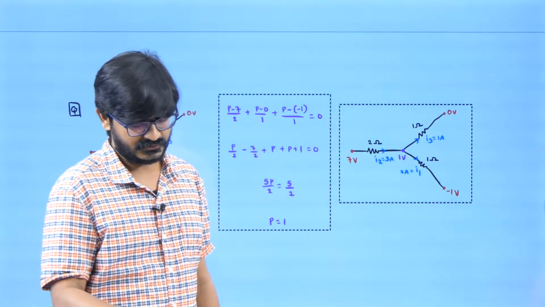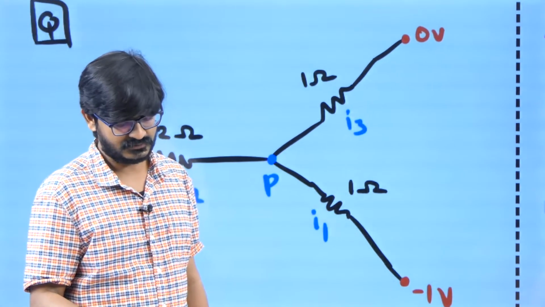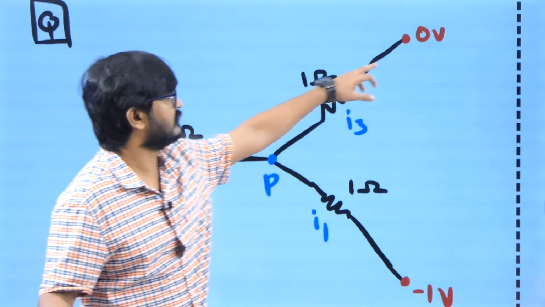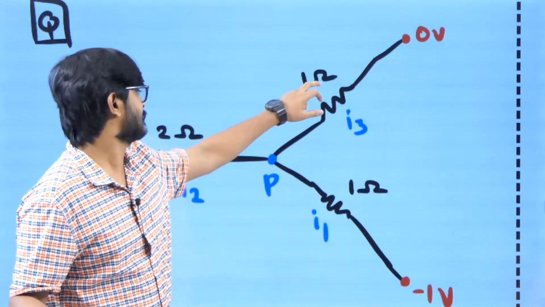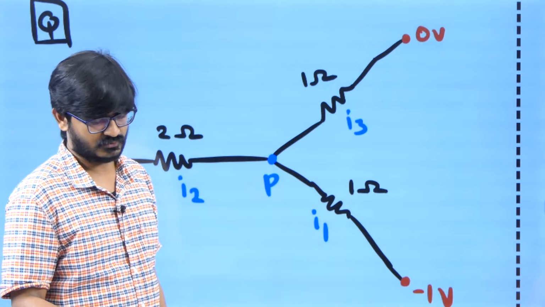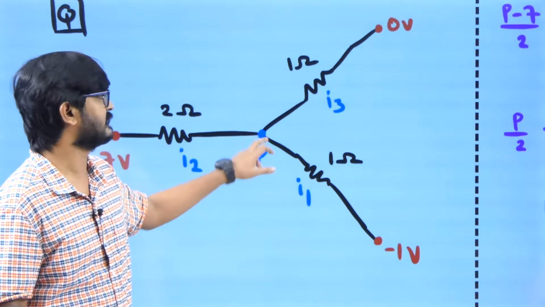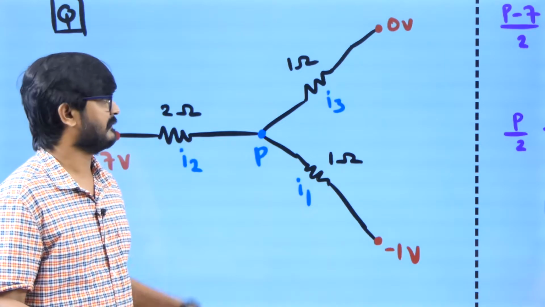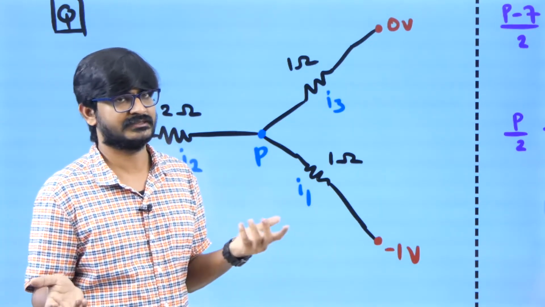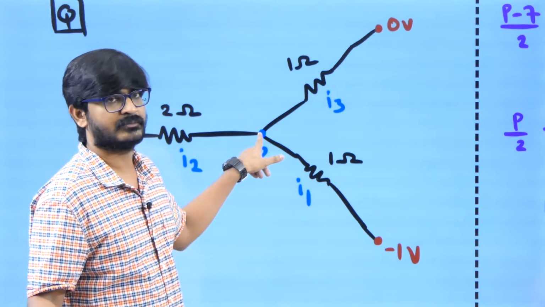Right, now going to this question. If this resistor is 2 ohm, this is 7 volt and this is 0 volt, and the other resistors are 1 ohm, 2 ohm and 1 ohm, what will be the current in each resistor? What I will be doing here is assuming this potential P as higher potential. You can assume it anyway, but it's like an algorithm. It will make things much simpler. So I will be assuming P as higher potential.